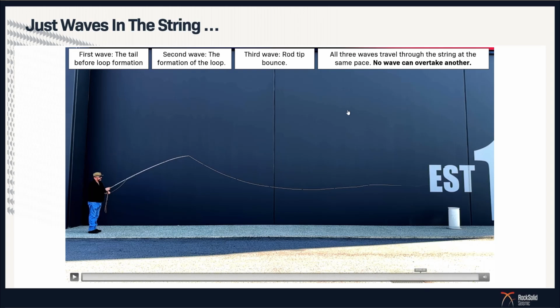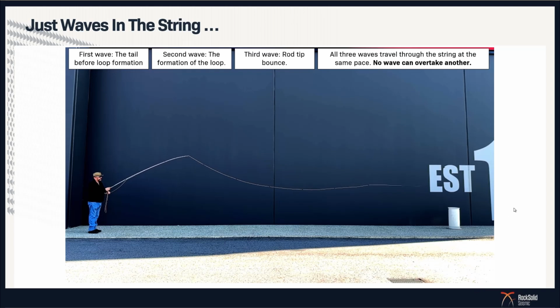And the importance of that is that no wave can overtake another. So none of those waves overtake any other wave in there. The tailing loop can't overtake the loop, and the loop can't overtake the tailing loop, and the wave I've put in the rod leg can't overtake the loop. So none of these can overtake each other. They all stay in roughly the same position in the fly line throughout the cast. They might change their shape, but they're all roughly in the same position in the fly line.